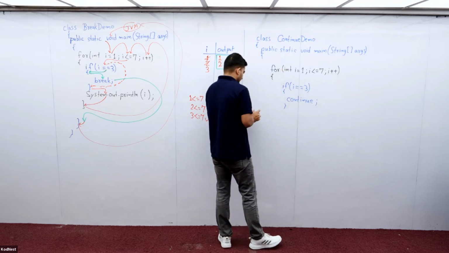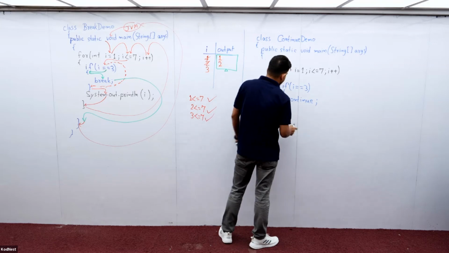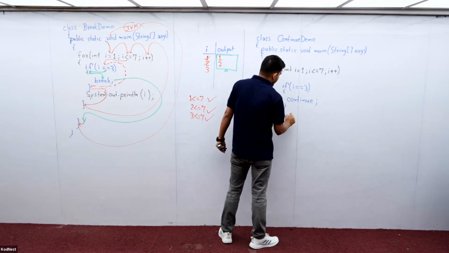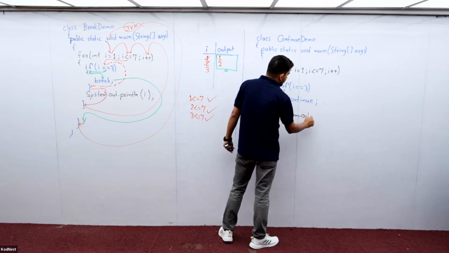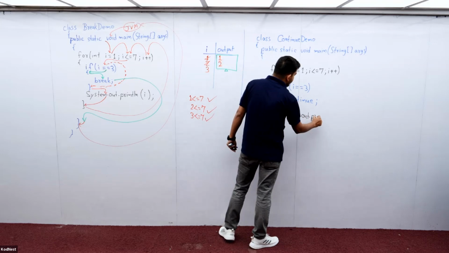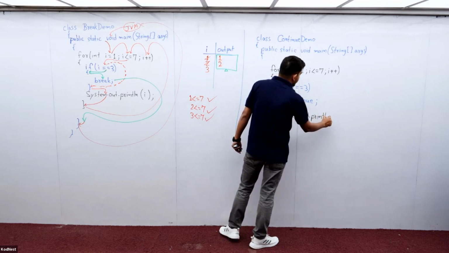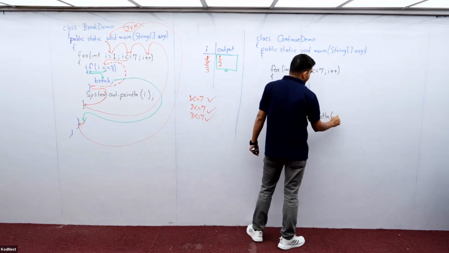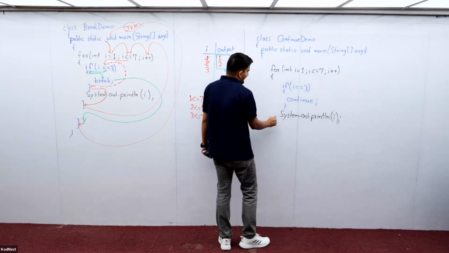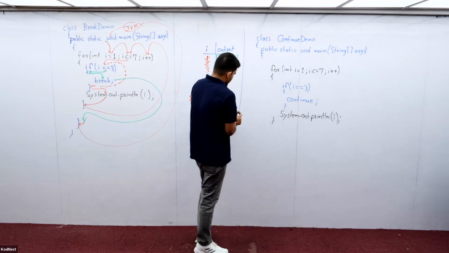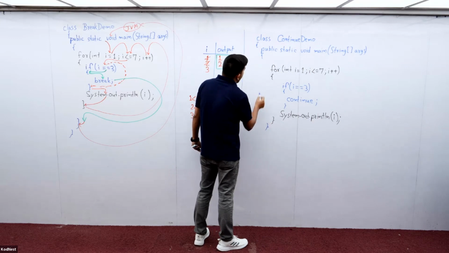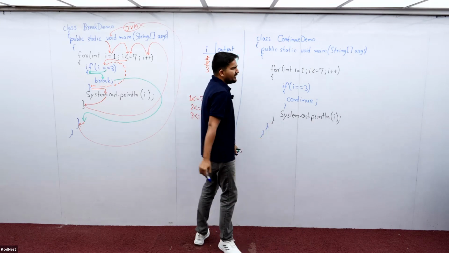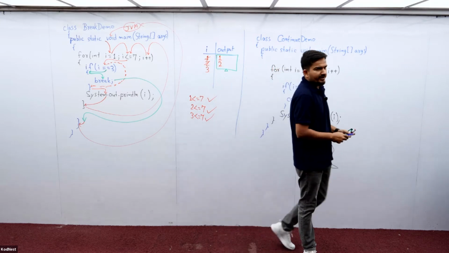After this, the same statement I would like to print: System dot out dot println, printing the value of I. I am going to close the for loop, close the main method, and also close the class. So let's suppose this is a program for continue.